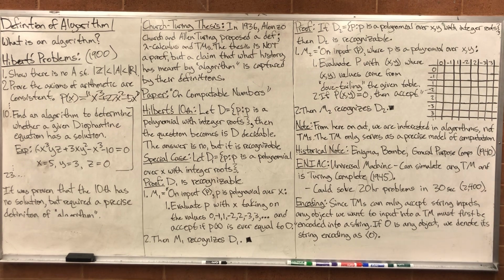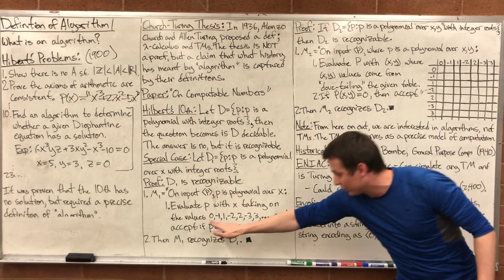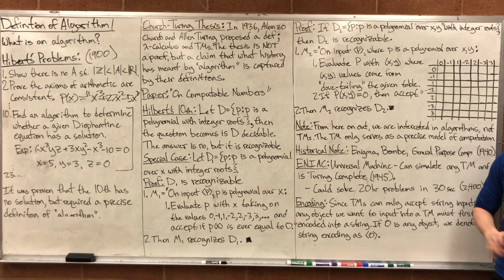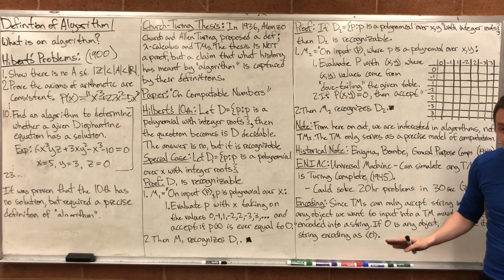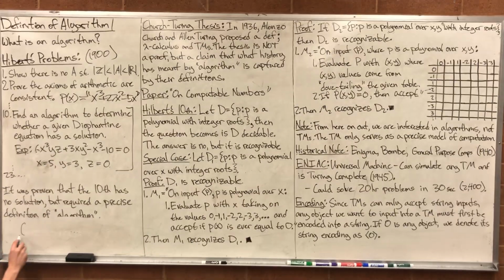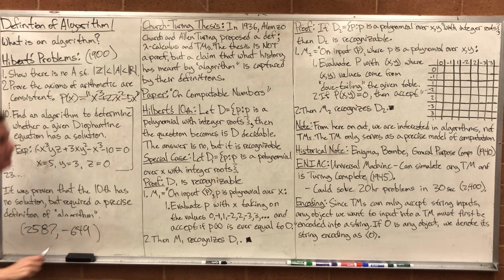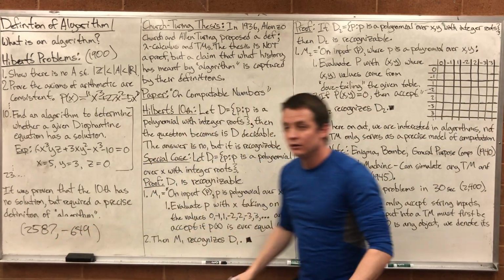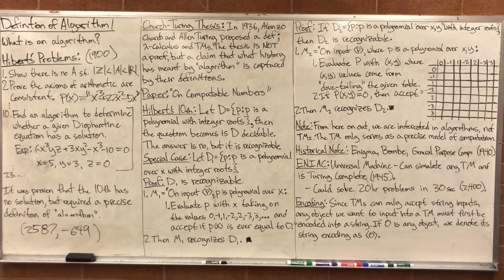So we need some systematic way, like we had here, of plugging into our equation so that we're guaranteed to try every combination of integers. If the solution was X equals 2587 and Y negative 649, whatever our method is for trying all possible integers, we need to eventually try this one. And the way we do that is called the dovetailing method.